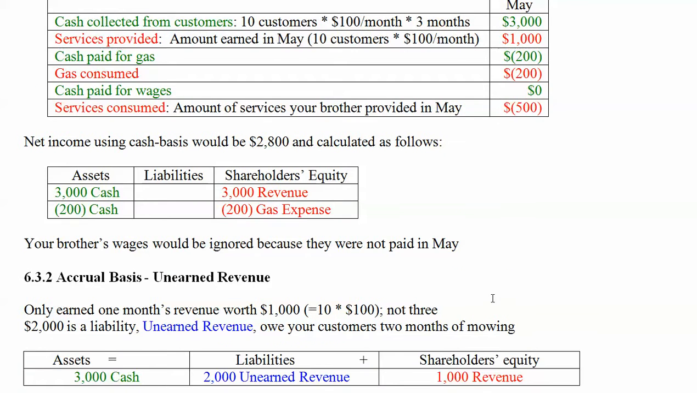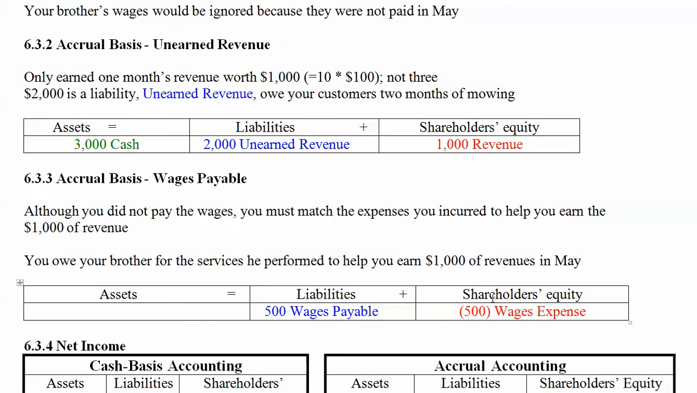But let's now look at how accrual accounting would not have allowed that. To begin with, you've only earned 1 month's worth of revenue in May. So you're not allowed to be recording over here $3,000 of revenue for the $3,000 of cash that you received. The difference, which will show up on your balance sheet, is a liability. And that liability represents the amount of revenues you have not earned yet. Okay, so unearned revenue is revenue waiting to be earned.